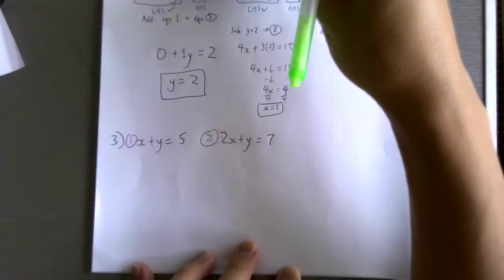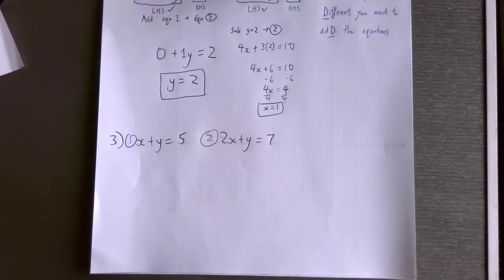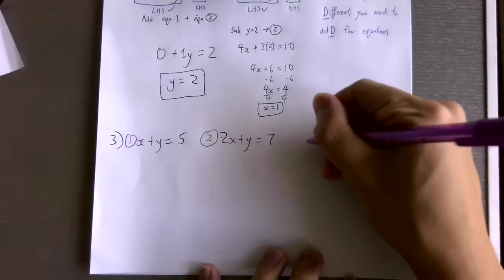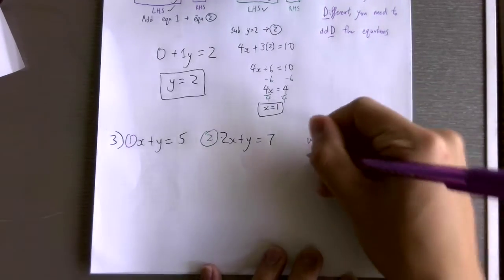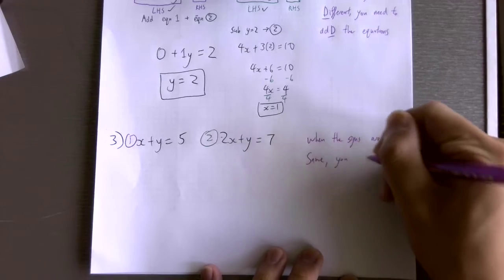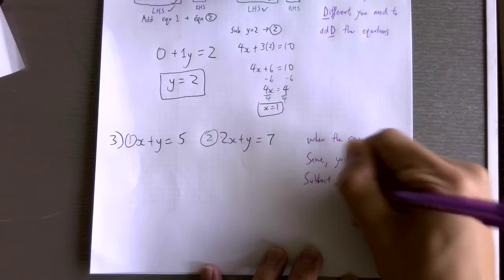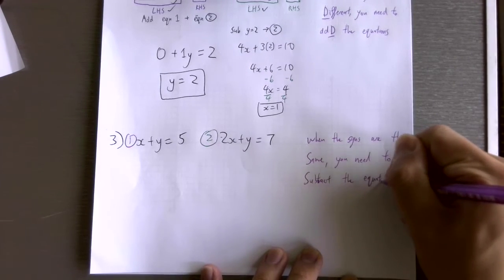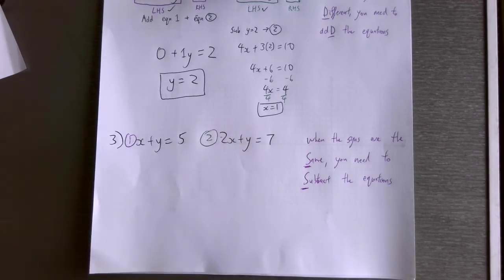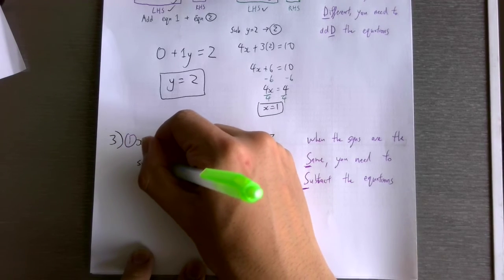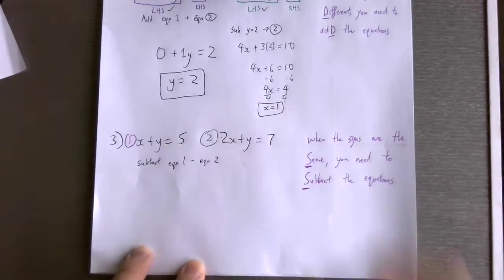Sorry, I didn't realize it wasn't in the camera. So we've got two equations, x plus y equals 5 and 2x plus y equals 7. Now, this time, when the signs are the same, you need to subtract the equations. Okay, so this time we are going to subtract equation 1 from equation 2.